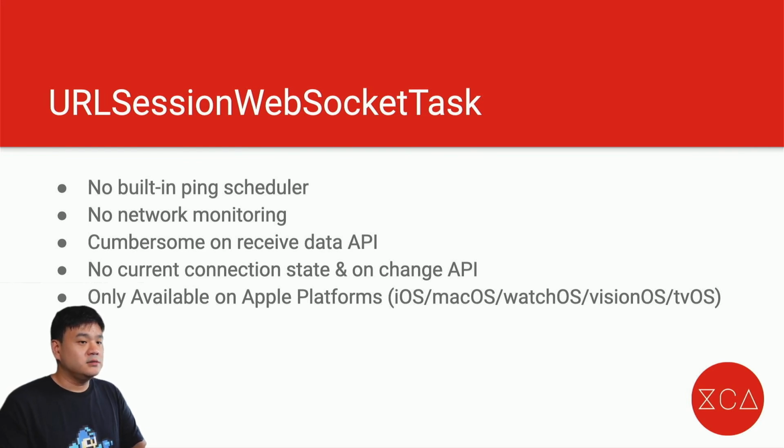And there is no network monitoring. It doesn't detect when your device is offline or handle reconnection automatically. The receive data API is also very cumbersome. It requires recursive handling, which can get very messy. And this is only available on Apple platforms: iOS, macOS, watchOS, visionOS, or tvOS. In this video, I'm not going to add Linux support, but we actually can using SwiftNIO.